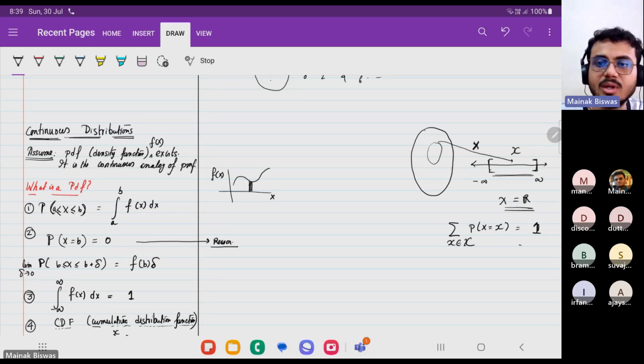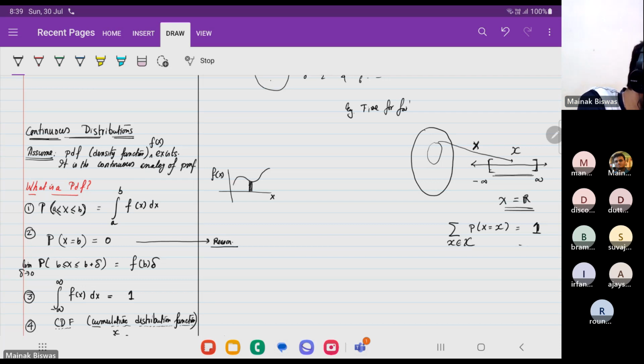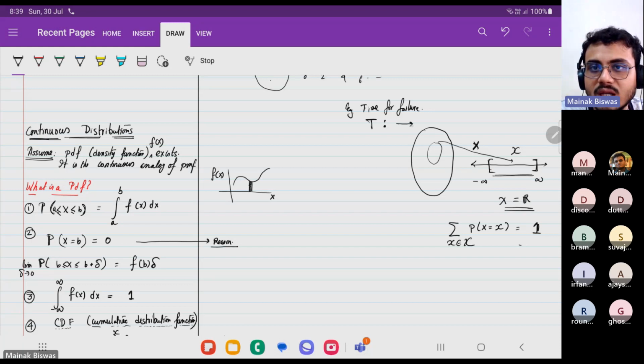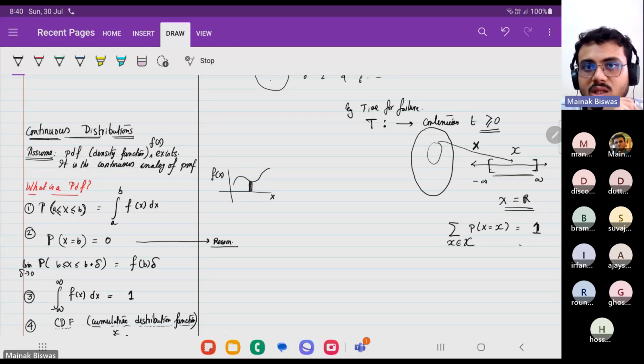So now if, for example, we are mapping our events to time. For example, what is the random time for failure? So say t is a random variable. What will happen to t? T will be a continuous variable. Do you agree? The t will be greater than or equal to 0. Any values, all these things you'll be facing.